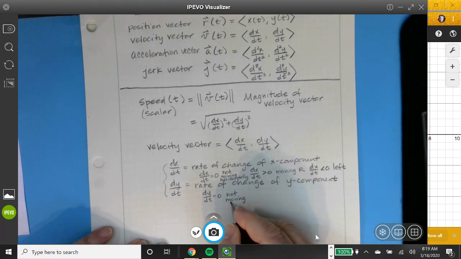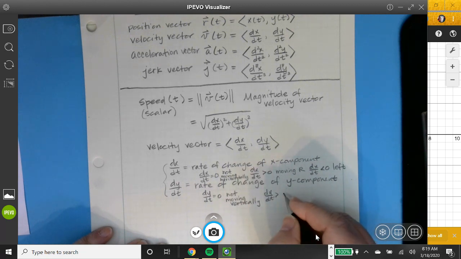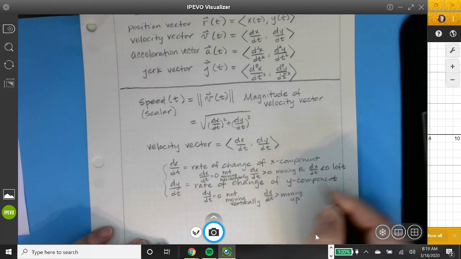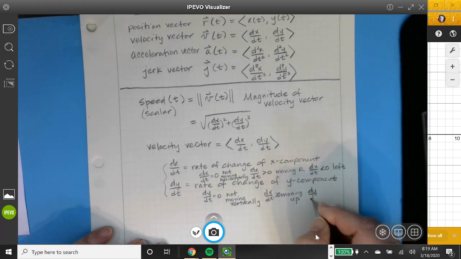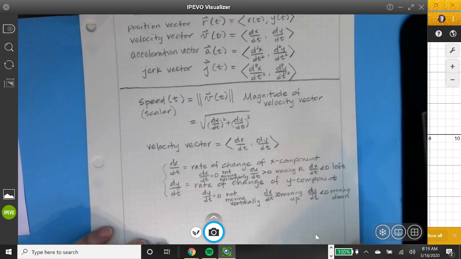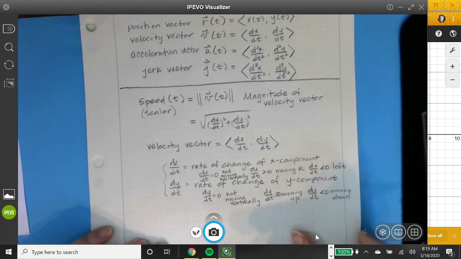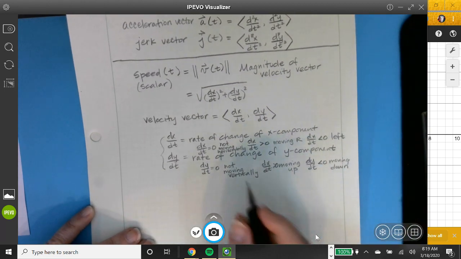The particle is not moving vertically. If dy/dt is greater than 0, you're moving upward. And if dy/dt, whoops, I forgot the 0 here, if dy/dt is less than 0, you're moving down. Okay, so moving up, down, and not moving vertically.